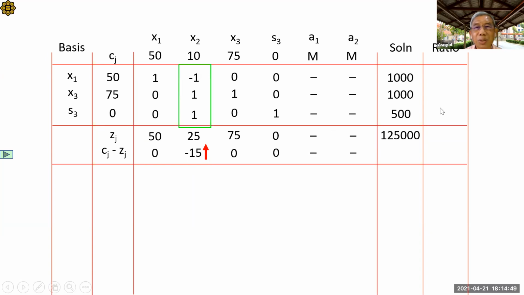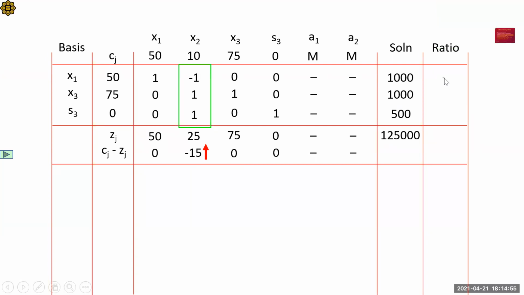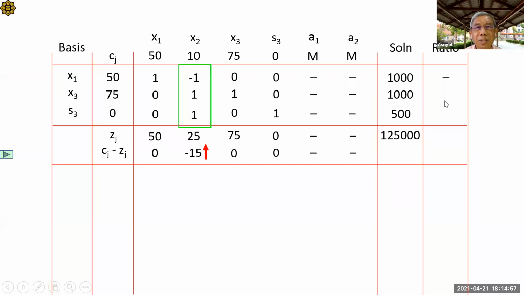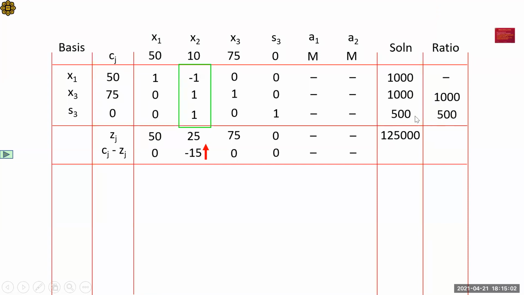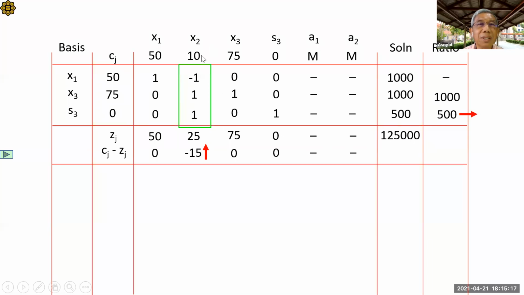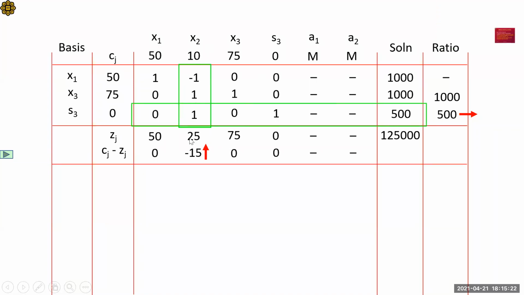Now let's calculate the ratio. The first one, undefined. The second one, 1000. 1500. 500. Now let's find the pivot row. S3. S3 goes out. Who comes in? X2. Okay, X2 comes in.